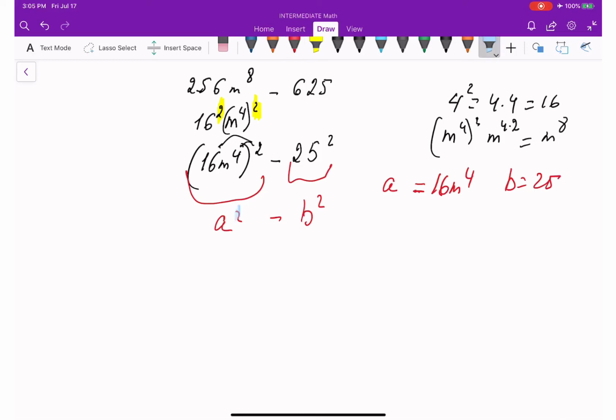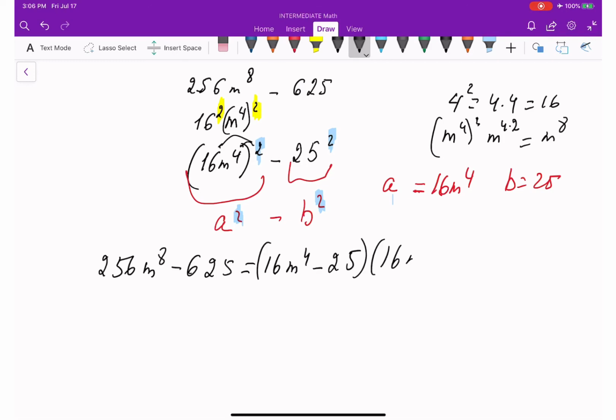So this square here we take off, right, to get a. This square here we take off to get our a. So since we have b squared, we take the square off, right, to get b, and we take the square off to get 25. Okay? So what's gonna happen from here? 256 m to 8 minus 625 is equal to 16m to 4 minus 25, 16m to 4 plus 25. As we talked about, in the case of addition, there is no formula to apply, which means it's just gonna stay the way it is.